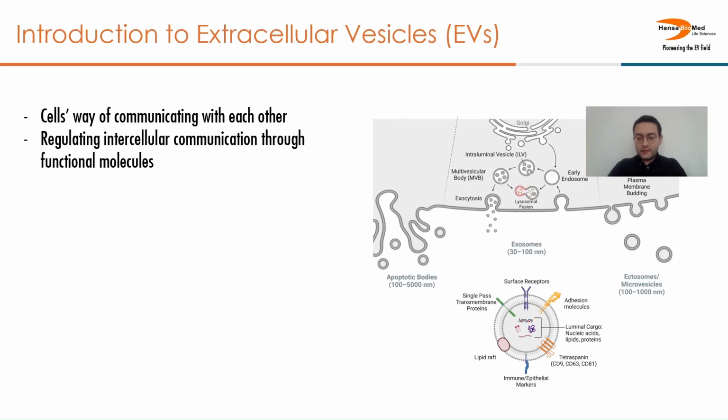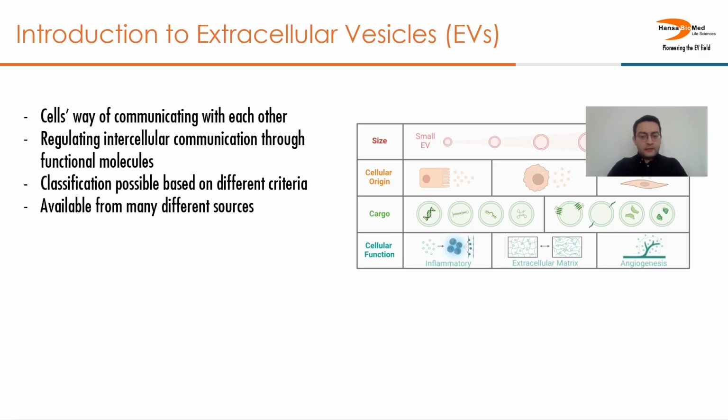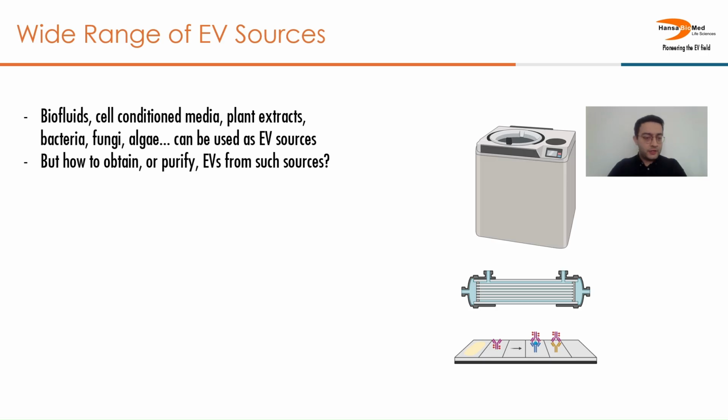Extracellular vesicles are cells' way of communicating with each other through the functional molecules that they carry within their cargo, which includes proteins, RNAs, or DNAs. And they are highly heterogeneous. They can be classified based on several different criteria, and these include size, cellular origin, cargo, or cellular function. And they are available from many different sources, which can be biofluids, cell-conditioned media, plant extracts, bacteria, fungi, or algae. And together with the heterogeneity, this gives rise to the question of how to obtain or purify EVs from these sources.